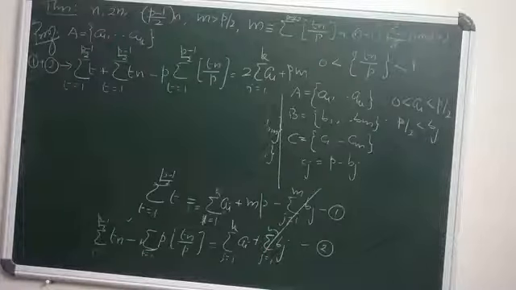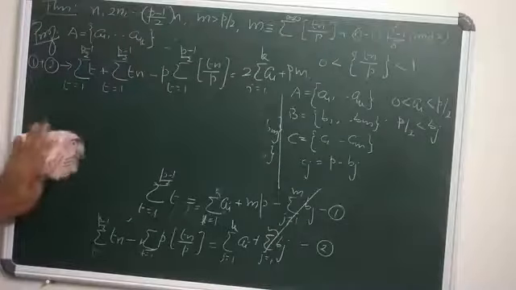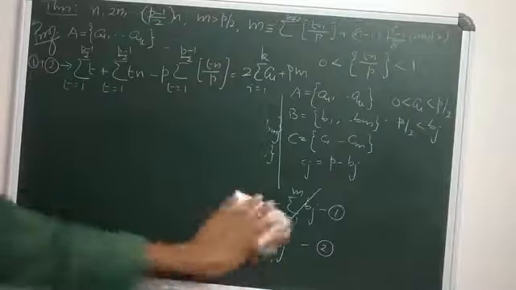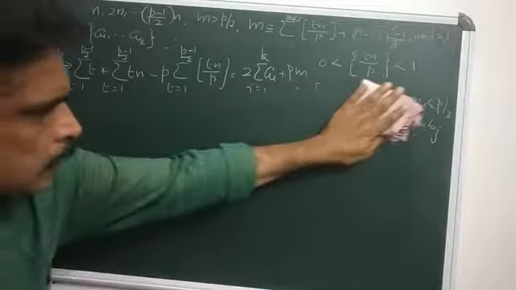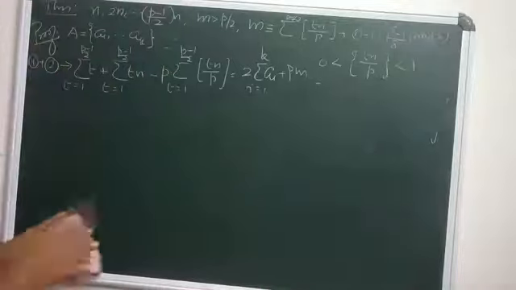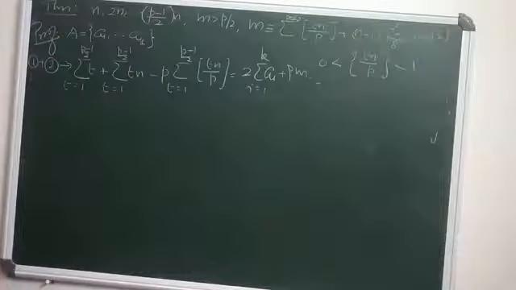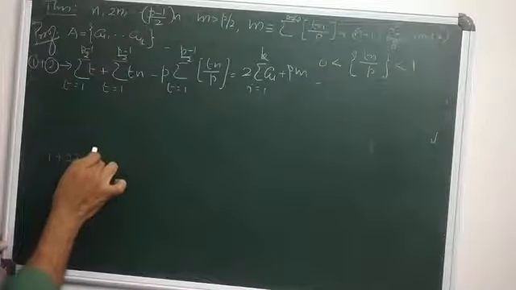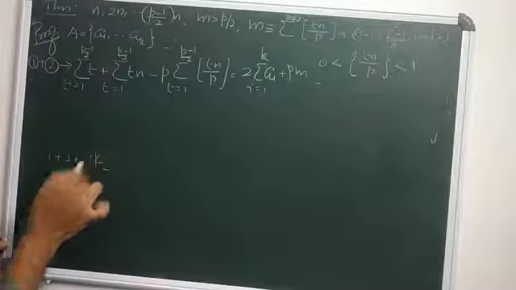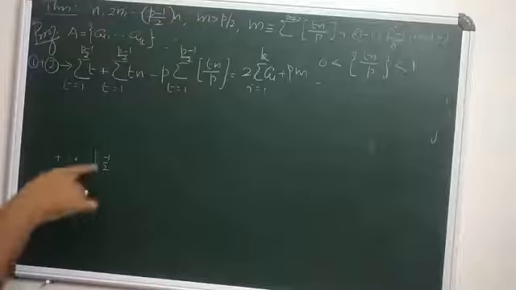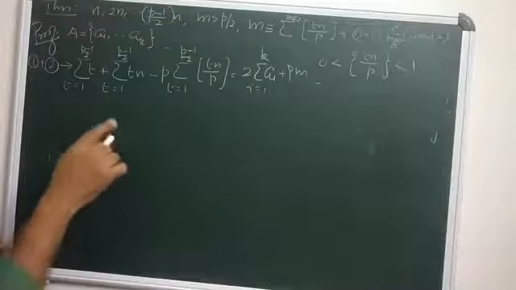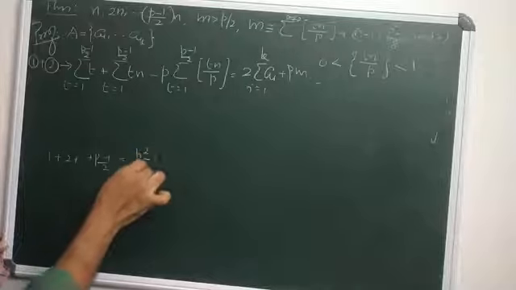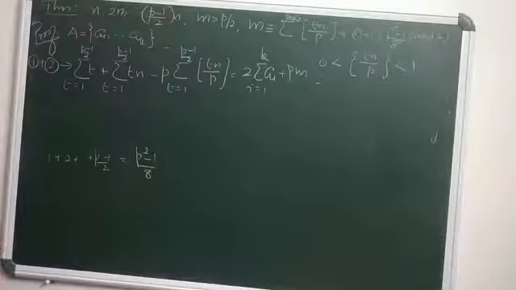Agree? Okay. Now again, consider the sum of T, where T ranges from 1 to (P minus 1) by 2. Actually, what is that? That is 1 plus 2 plus etc. plus (P minus 1) by 2. It is the sum of the first (P minus 1) by 2 natural numbers. So it is n into (n plus 1) by 2. So we see that it is (P square minus 1) by 8.